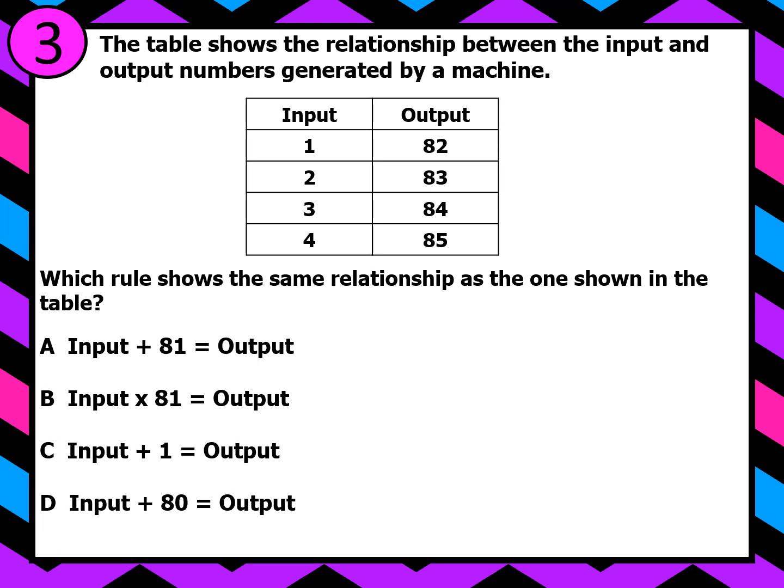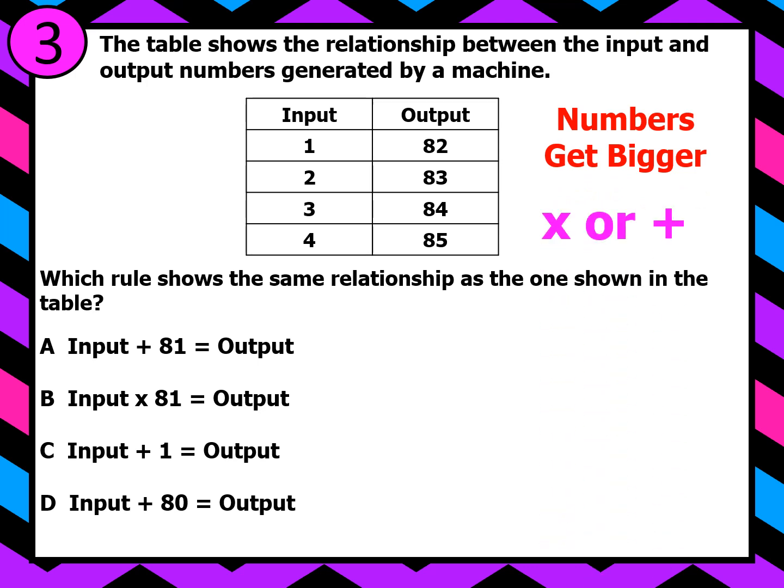If I look at the numbers in this table, the numbers are increasing or getting bigger. So I know my rule either has to be addition or multiplication. I'm going to try answer choice A. Input plus 81 equals output.